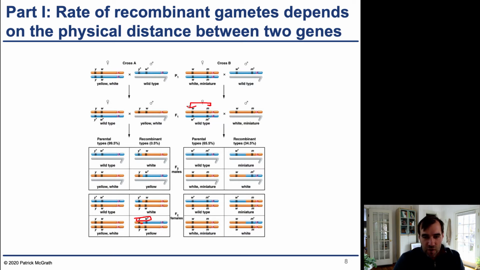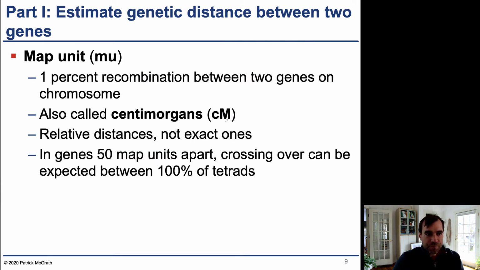And so the physical distance is simply the number of nucleotides between two genes that is correlated with the genetic distance, which is the probability that recombinant gametes form. So this is what motivates a unit of measure for the genetic distance between two genes. And that's either called a map unit, or it's also often called a centimorgan for one of the original discoverers of linkage.